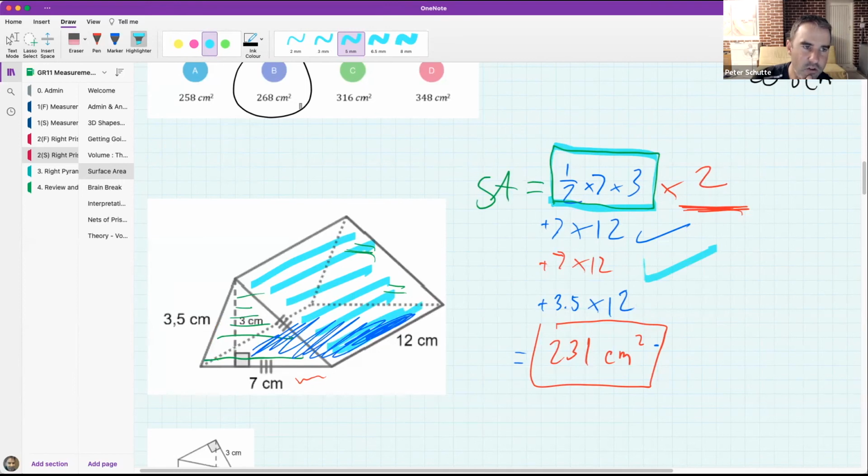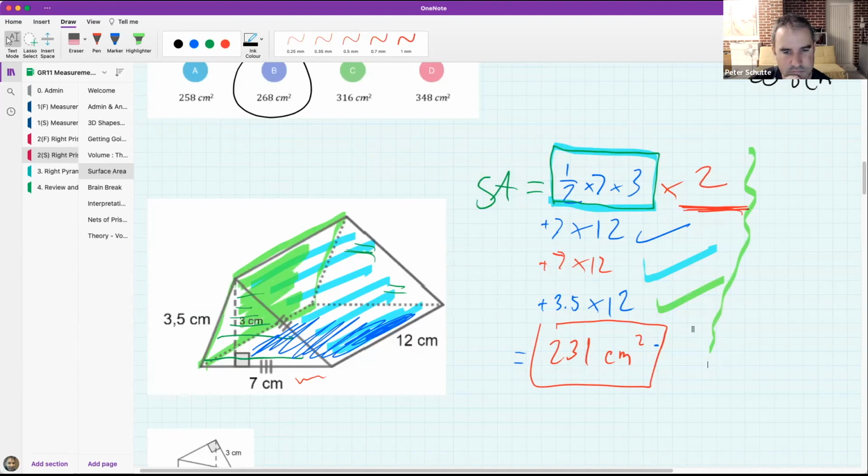And then the last rectangle that I need to worry about is the one that is 3.5 times 12, which is down here at the back, which is that one. And so we add all of these together. Does that help, Anele? Yes, it does. Thank you.